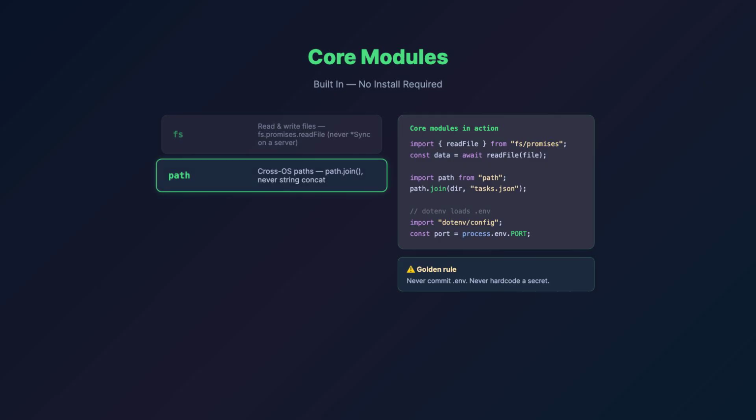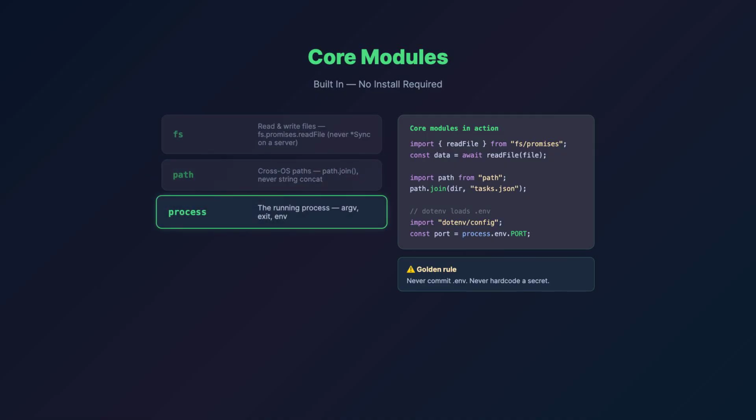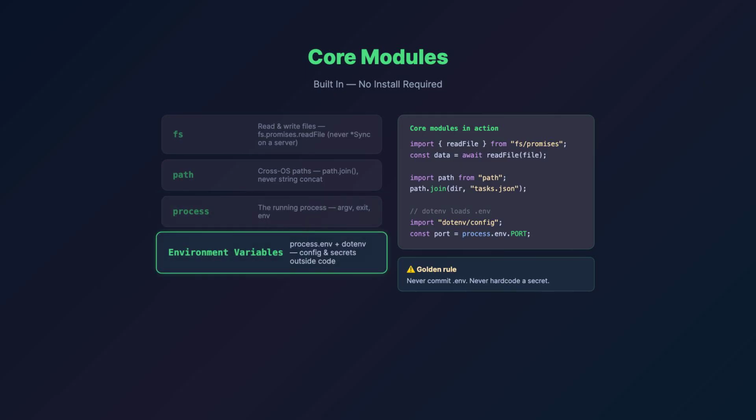The path module handles file paths correctly across operating systems. path.join glues path segments together with the right separator, whether you're on Windows or Linux. Never build paths with string concatenation. The process object is global. It represents the running Node process. process.argv gives you command line arguments. process.exit stops the program, and process.env holds environment variables.